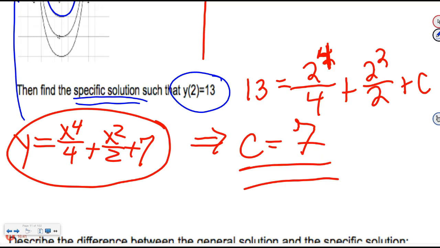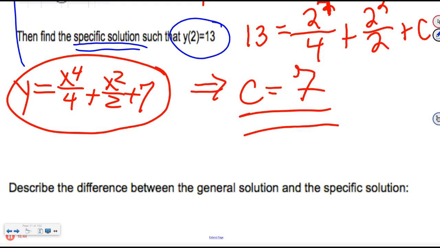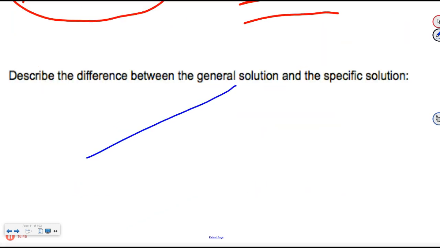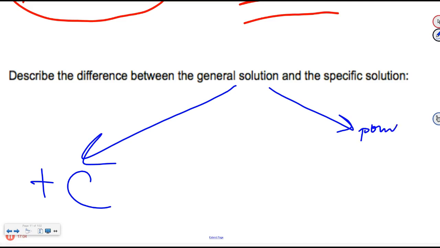So let's go down and make sure you understand the distinction. When it tells you to find a general solution, what's always in your answer? Yes, a C. When it tells you to find a specific solution, what do they have to give you so you can do that? You'll be given a point. Basically it means you're going to have to go figure out who Carl is. So find Carl. Find Carl. Yes! All right.